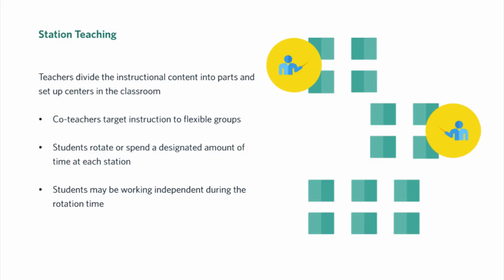The sixth and final model is station teaching. Station teaching occurs when the class is divided into 3 or more small groups, where teachers can provide intense direct instruction, facilitate enrichment, or monitor students working independently. The stations have tasks associated with a specific topic for one lesson, or a series of topics associated with a unit.